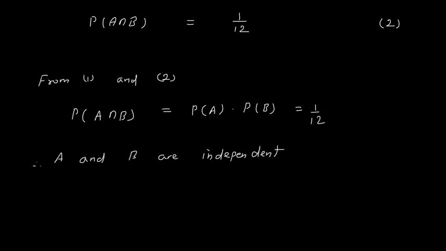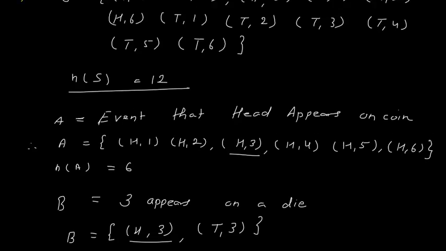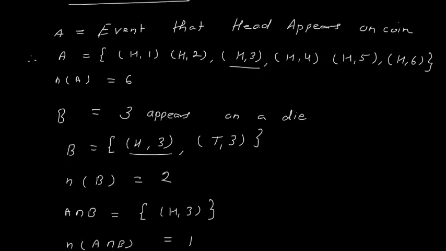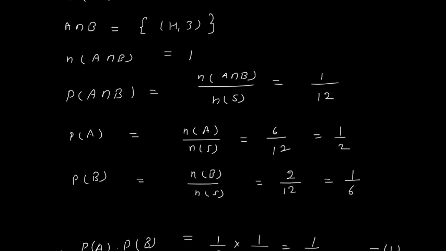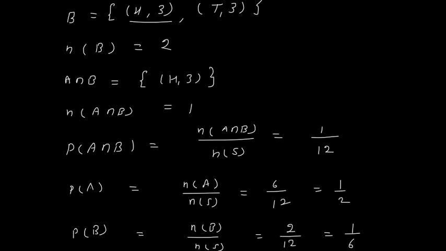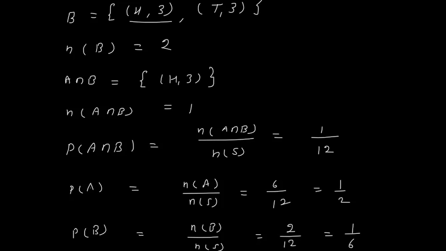Okay. You can mention the condition in the beginning also. So in the beginning you can say that events A and B are independent if probability of A intersection B is equal to probability of A into probability of B. Somewhere after this line we can mention it.